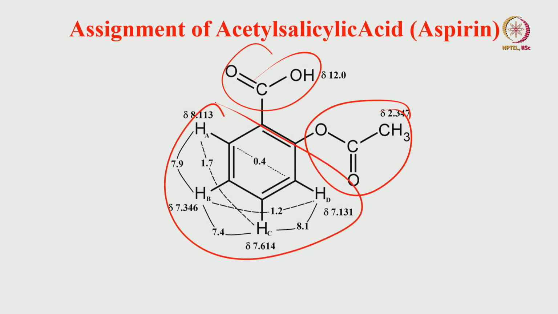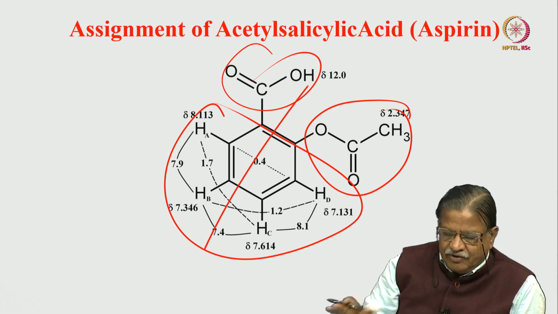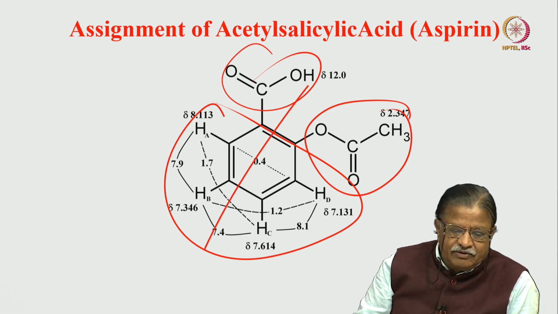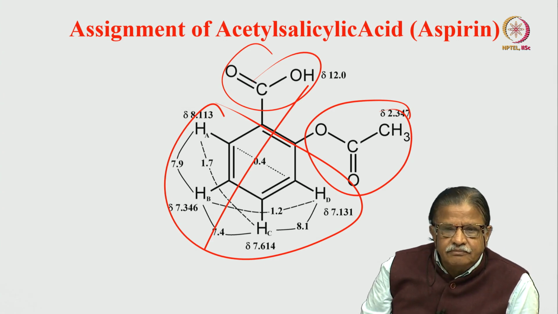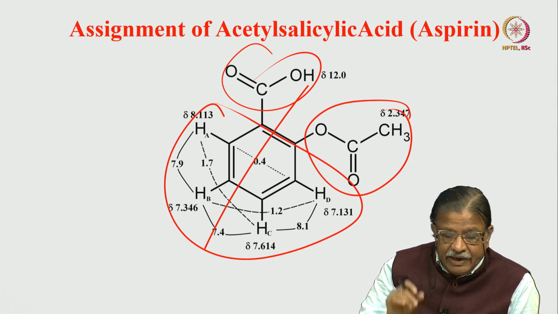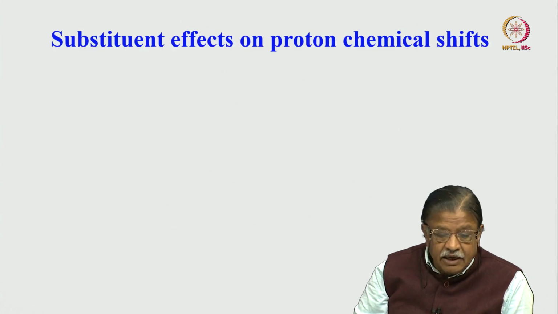All are chemically inequivalent because the substituents are different. There is no symmetry operation here. There is no symmetry element. So, it is like that. Of course, the plane of symmetry is there. Apart from that, there is no chemical equivalence. That is it. Now, we will predict the chemical shifts.